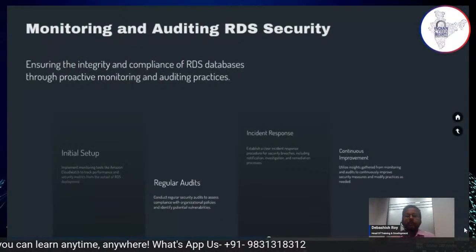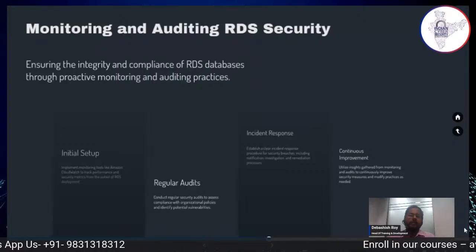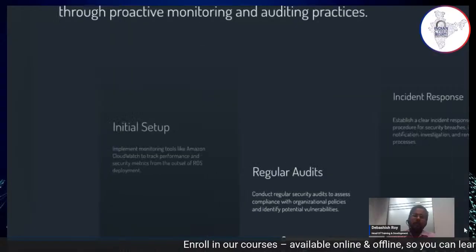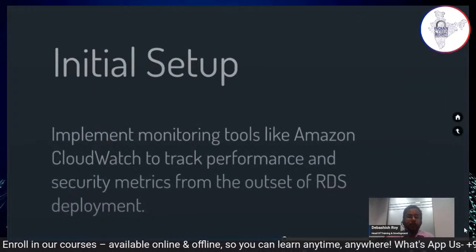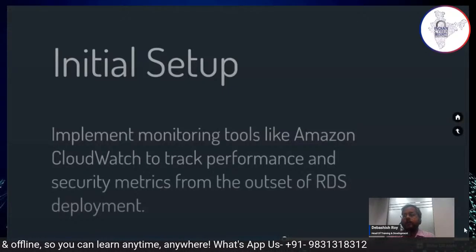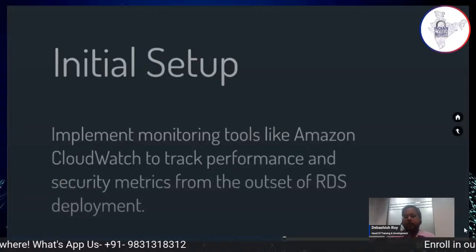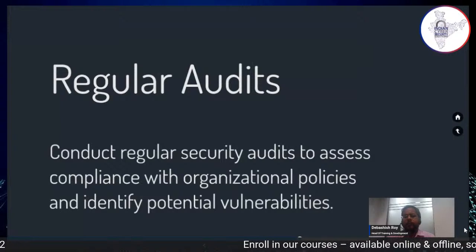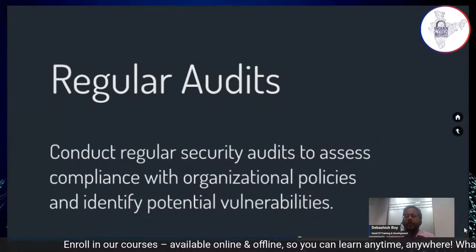Now you have to monitor and audit the RDS for security. Ensuring the integrity and compliance of RDS databases through proactive monitoring and auditing practices is very important. First of all, initial setup. Implement monitoring tools like Amazon CloudWatch to track performance. CloudWatch tracks the metrics of the hardware and also application related things, and CloudTrail also, from the outset of RDS deployment. And then regular audits: conduct regular security audits to assess compliance with organization policies, and you have to identify potential vulnerabilities.